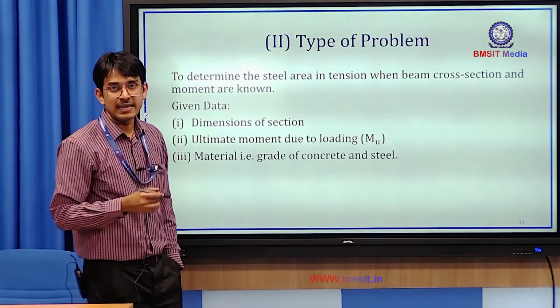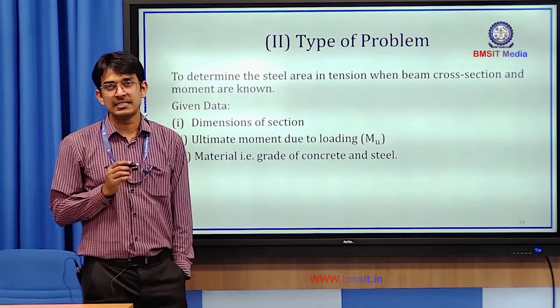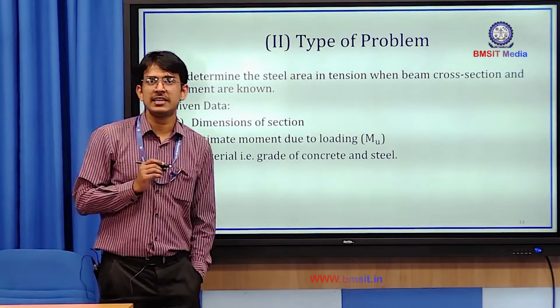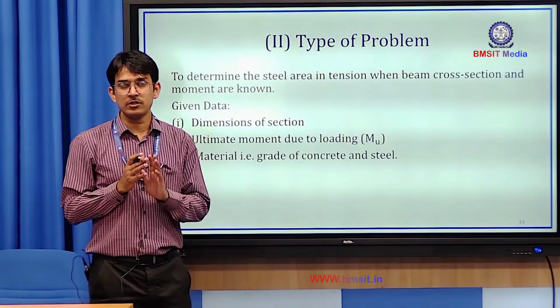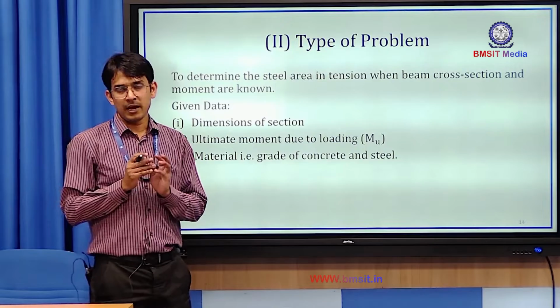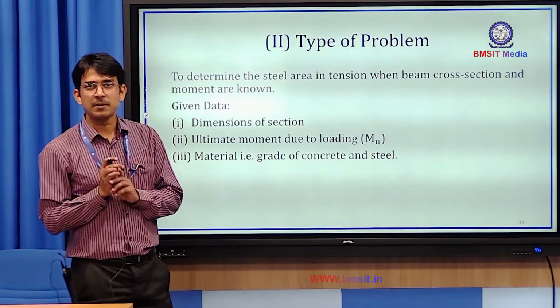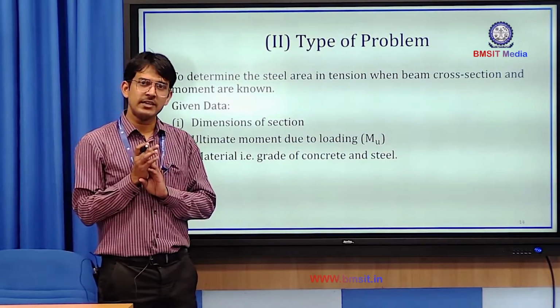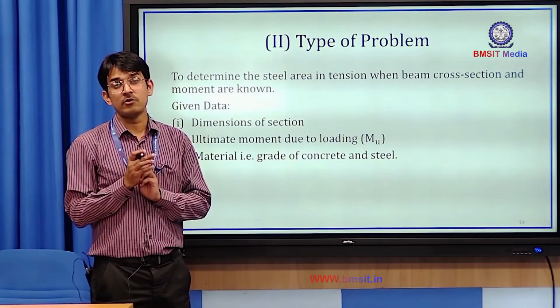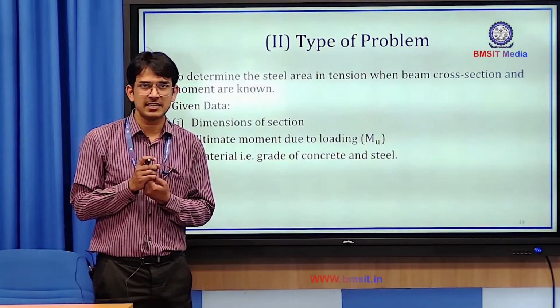Now we have the second type of problem. In the second type of problem, we have to determine the steel area in tension, how much steel area we will provide, and we already know the cross section and the moment. Moment means load. Okay, so now this is the partial design problem. Why am I calling this the partial design problem? Because we have the dimensions but we have to calculate the area of steel in the tension zone.